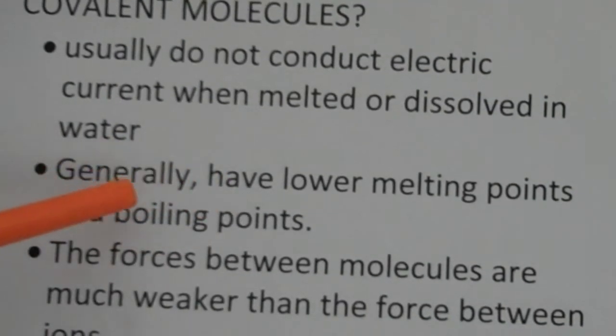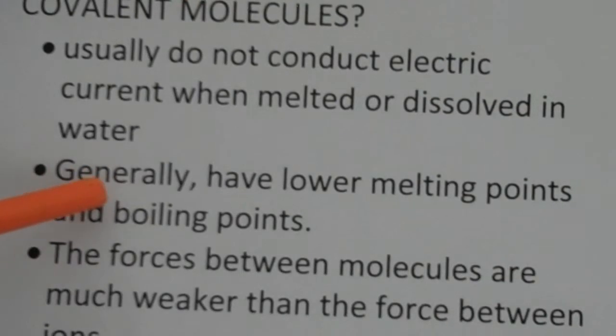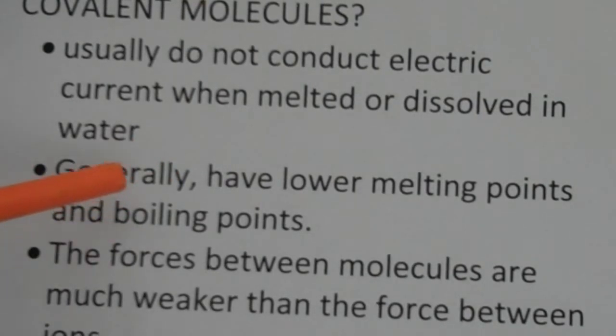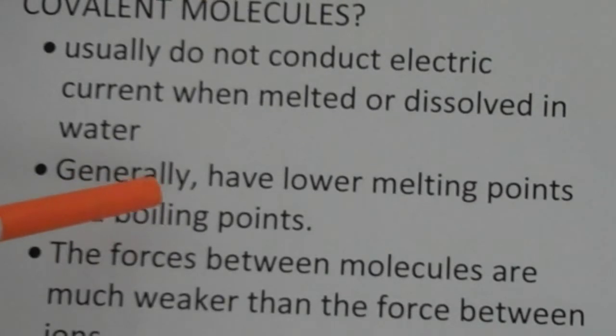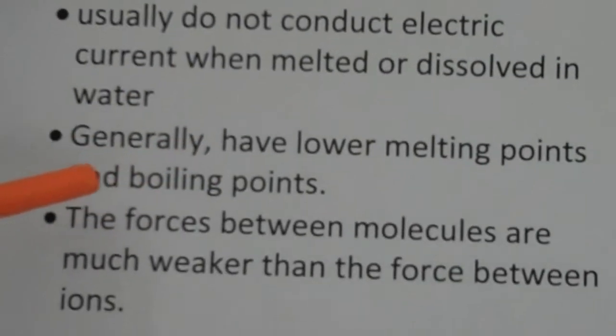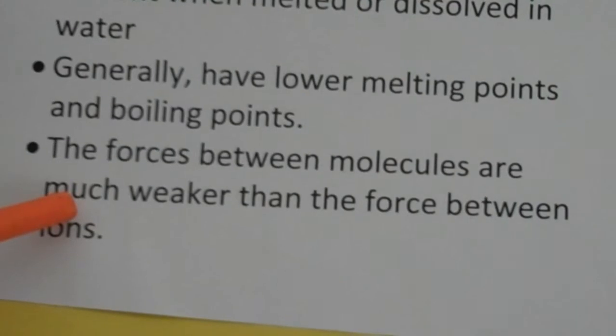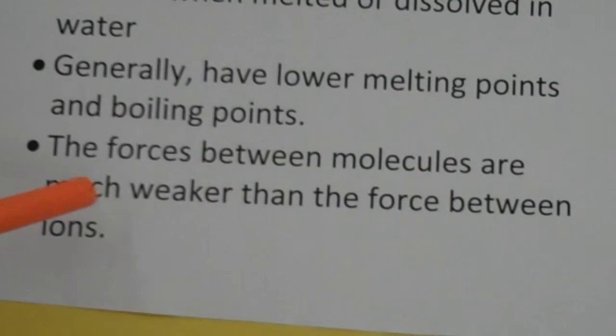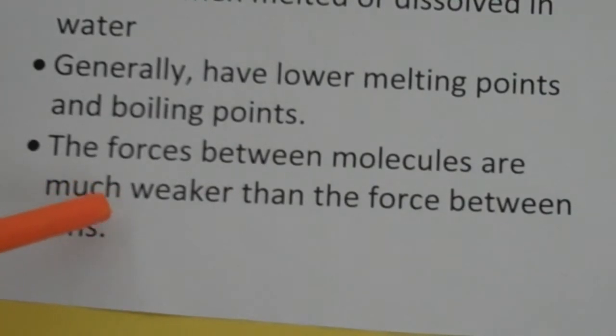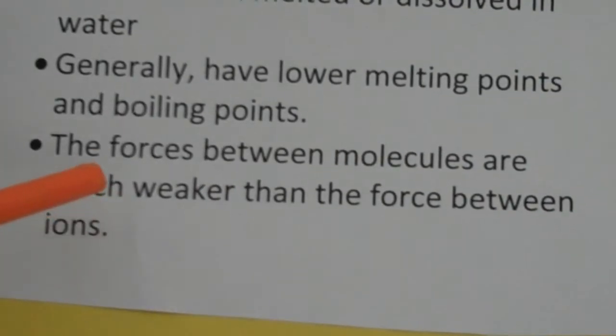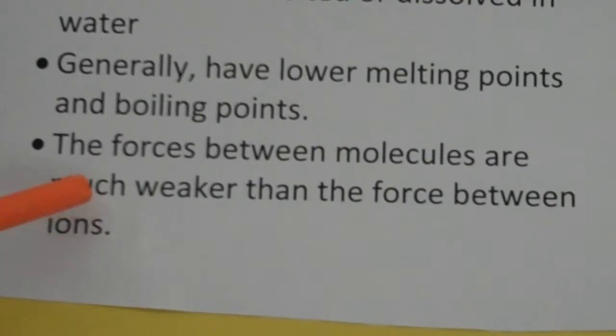So sugars are an example of that. It's easy to melt sugar and boil the sugar to make a lollipop, whereas you would need over 800 degrees Celsius to melt salt. Salts are an ionic bond, sugars are covalent. That's the difference. The forces between molecules are much weaker than the forces between ions. And so these weaker forces, that's why it's easier to melt and dissolve, because the attraction forces are easier to break apart.